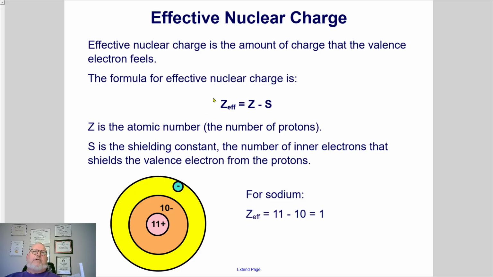Z is the atomic number, also known as the number of protons. S is the shielding constant, or the number of inner electrons that shield the valence electrons from the protons in the nucleus. If you look at sodium, sodium has an atomic number of 11. It's got 10 inner electrons, so for sodium, the Zeff, or the effective nuclear charge, would be +1.